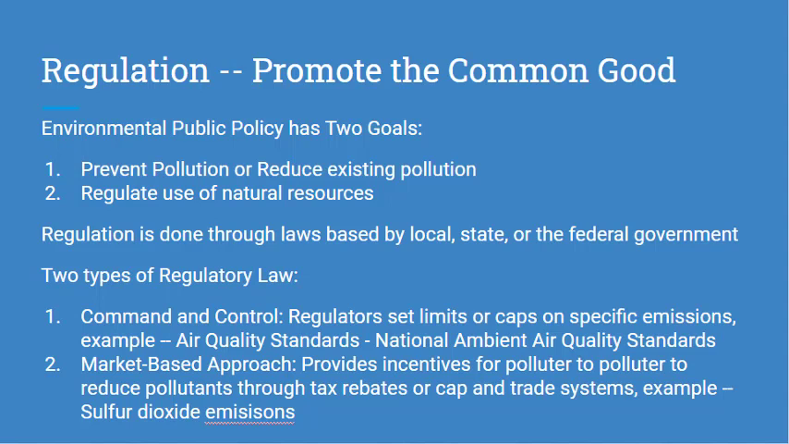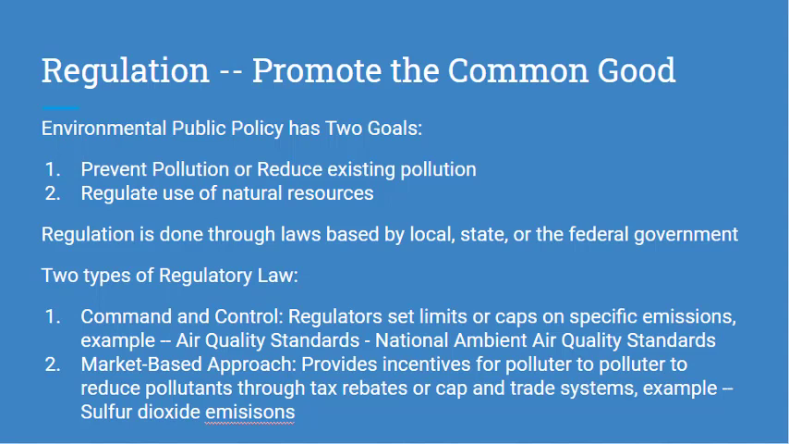In our country, we have two types of regulatory law. The most straightforward one is command and control. That's when you set a limit or a cap on a specific amount of pollution. So this can be like a specific emission. For example, you can say you can only put this much carbon dioxide out into the air. So you have our national ambient air quality standards. So for certain types of emissions, there is literally an amount set on how much can be emitted into the atmosphere. And if we go over that amount, usually that can result in a fine for whoever is doing the polluting.